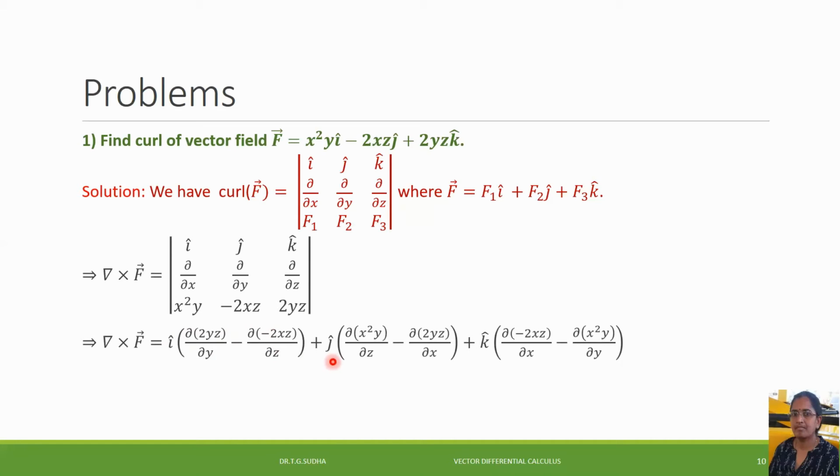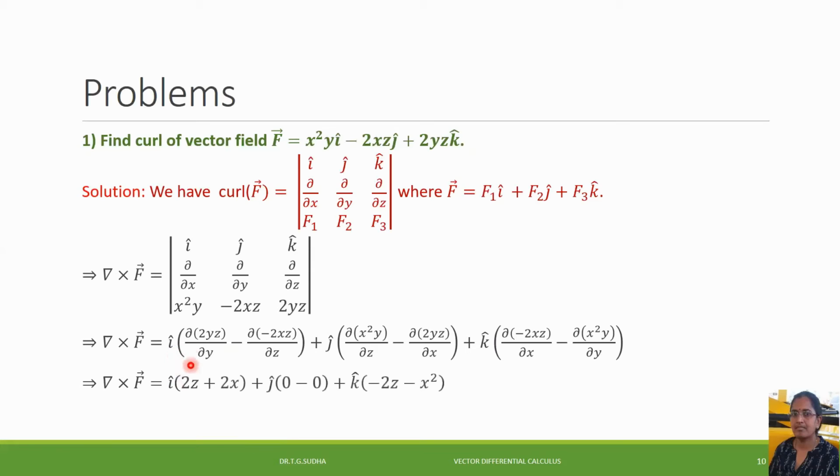Similarly, plus j into, whenever we take plus j, here we need to take dou by dou z of x square y minus dou by dou x of 2yz, plus k into, so you delete this column now, you take only the first two columns and we can write dou by dou x of minus 2xz minus dou by dou y of x square y. So let us find all the partial derivatives here and we can substitute the values.